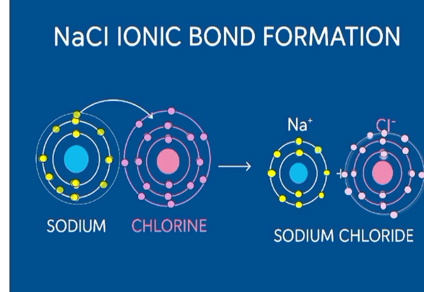Properties of ionic compounds. 1. Hard and brittle crystals, ions in a strong lattice. 2. High melting and boiling point. 3. Soluble in water. 4. Conduct electricity only when molten or dissolved.